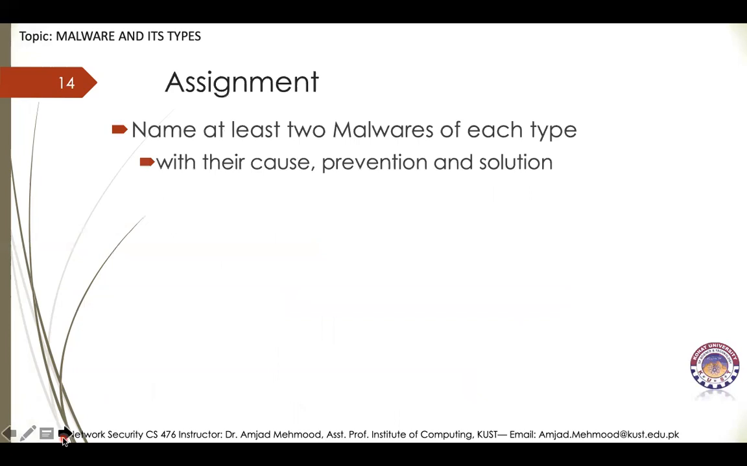Now, with that, we reach the end of this lecture. This is the assignment: name at least two malwares of each type with their cause, prevention, and solution. You can find this information over the internet. You will find the different kinds of malware which are available, with their examples, their causes, and how to prevent them, and the solutions. You can explain this and submit it through KCMS.